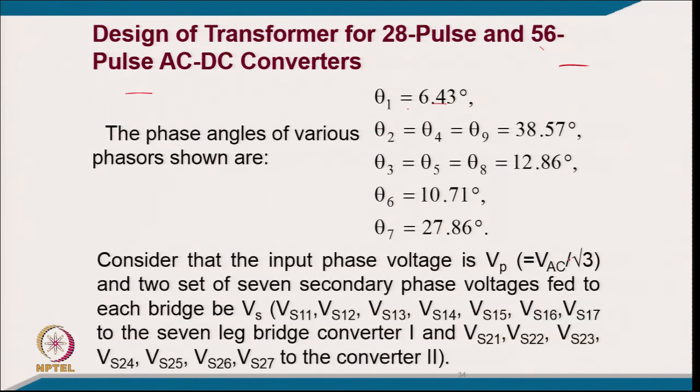You are getting 2 sets, considering the input phase voltage as line voltage by root 3, and the 2 sets of 7 secondary phase voltages are fed to each bridge. These are the 7 phases, virtually 1 to 7: 1 1, 1 2, typically 1 1, 1 2 up to 1 7, and the second set 2 1, 2 2 up to 2 7 for the second converter.